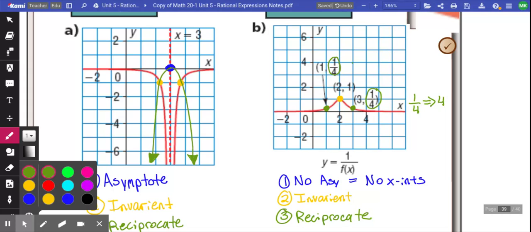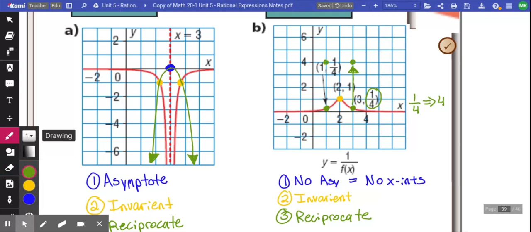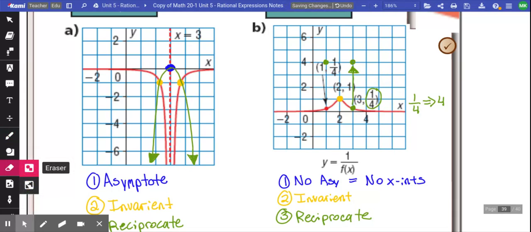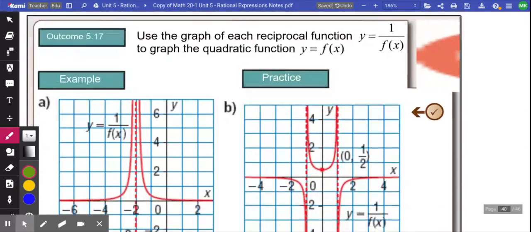That means this point is going to go all the way up to there. And same with the other one. It's going to go all the way up to 4, because that's the reciprocal of 1 over 4. And now I do have points that I could connect the dots. I'm going to connect my quadratics to my invariant point to look like that.